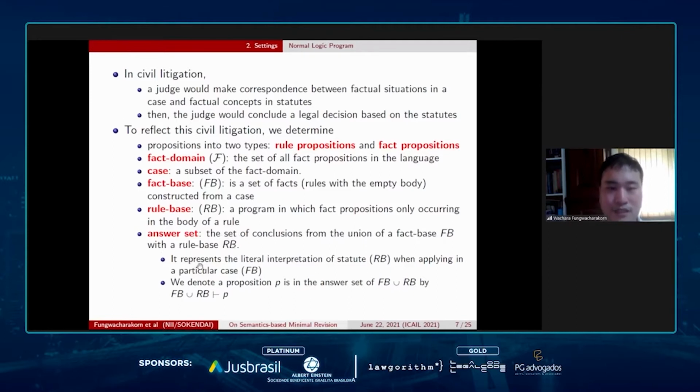This represents the literal interpretation of the statute, which is represented as RB, when applied in a particular case that is represented by FB. We denote that a proposition P is in the answer set of FB union RB by saying FB union RB derives P.